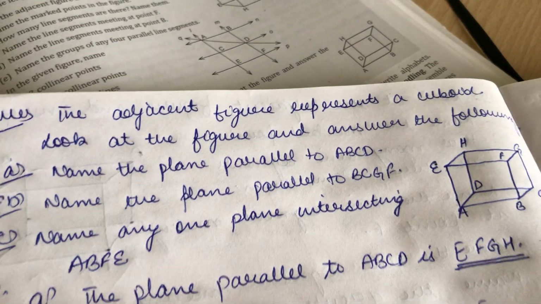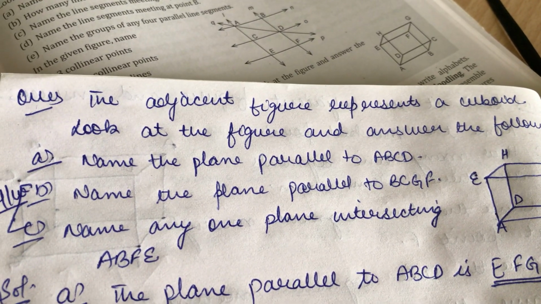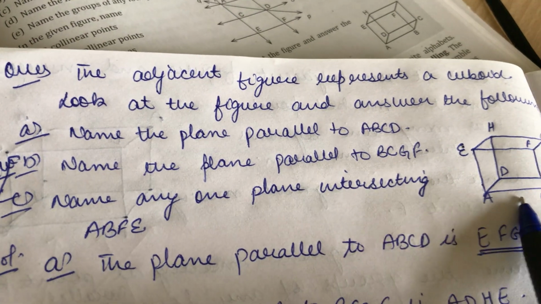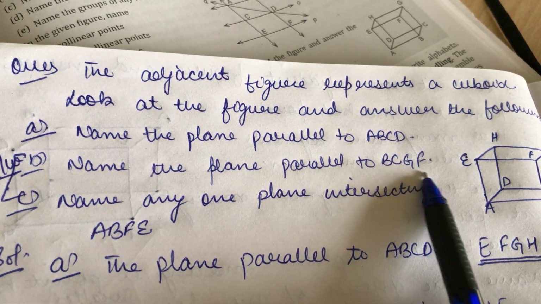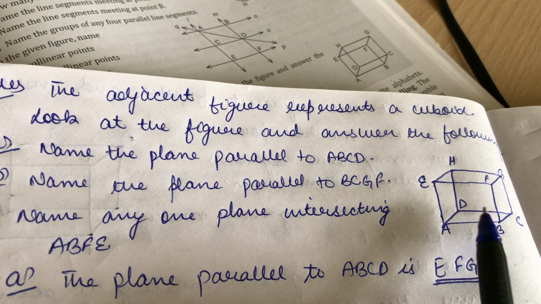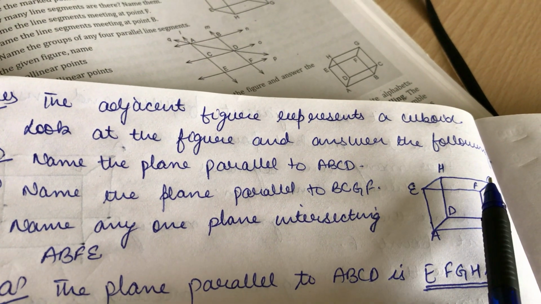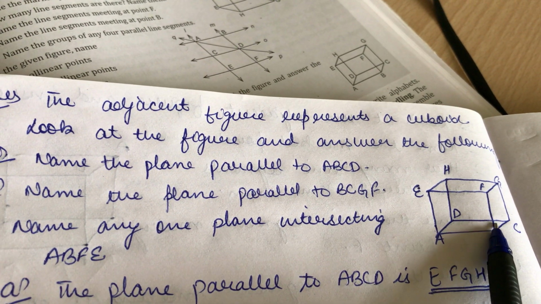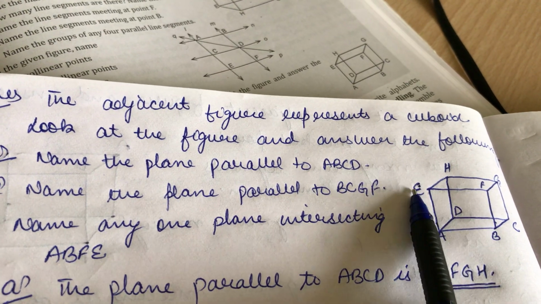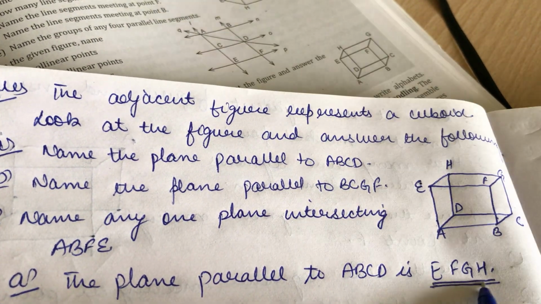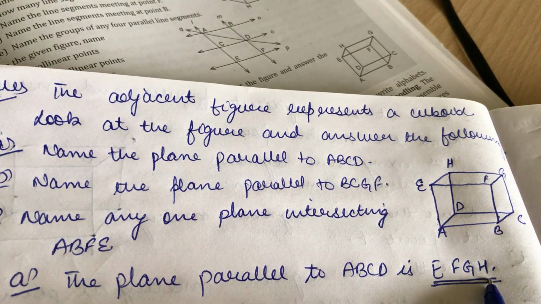Next is, the adjacent figure represents a cuboid. Look at the figure and answer this. Name the plane parallel to ABCD. Now A, B, C, D, this is the plane. Now parallel to this is the upper plane, EFGH. So EFGH is the plane which is parallel to ABCD.